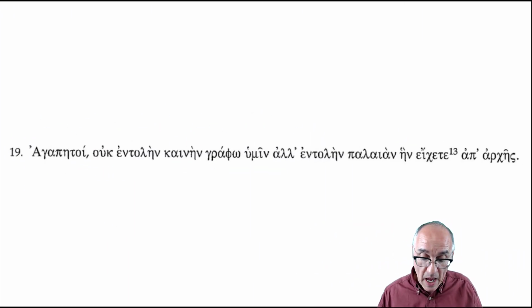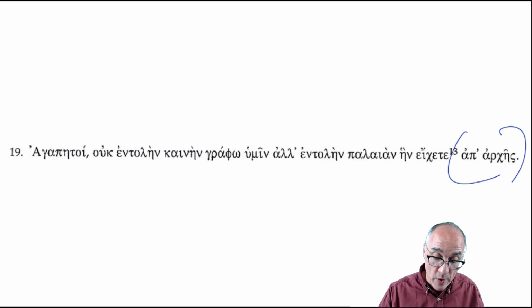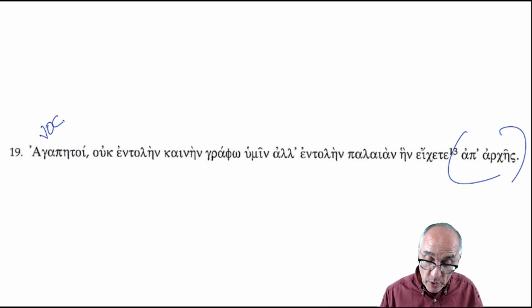Number 19. Agapetoi, ouk entolein kainen grapho humin, all entolein palayan hein echete ap' arches. Arches, that goes together, that's fine. Agapetoi, he's addressing. This is your vocative. Beloved. This is your accusative.